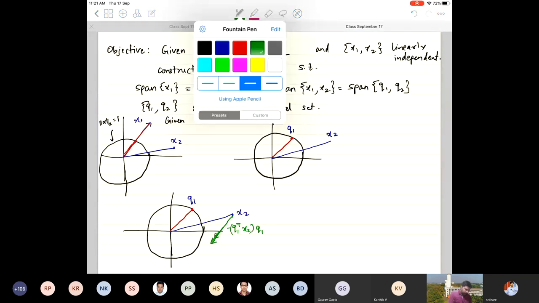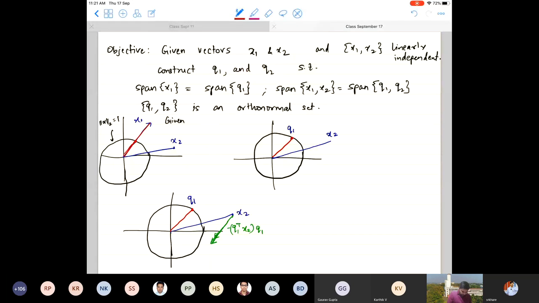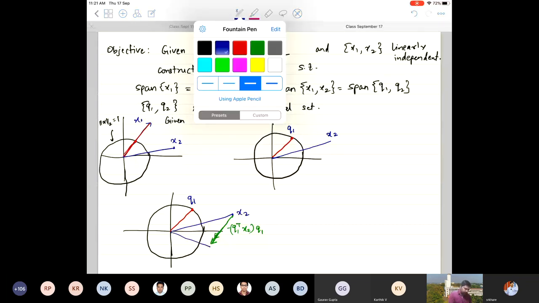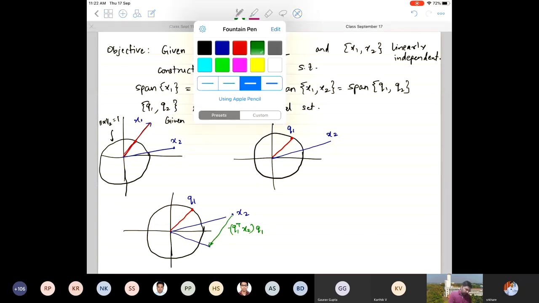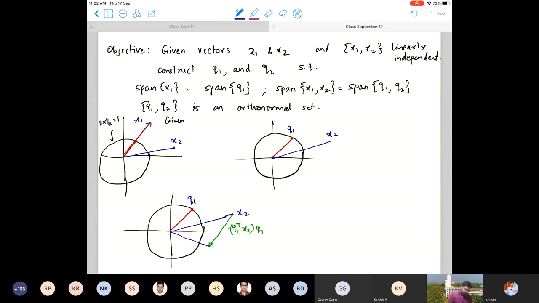This is this vector, and if you complete the parallelogram, you will get this particular vector. So this vector is what you will really get. And the last step is to take a unit vector in this direction. When you take a unit vector in this direction, you will get orthogonal vectors.